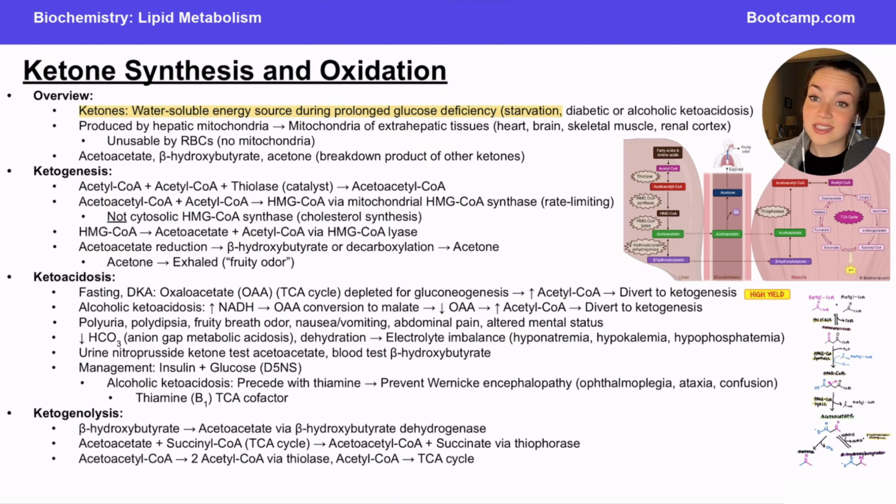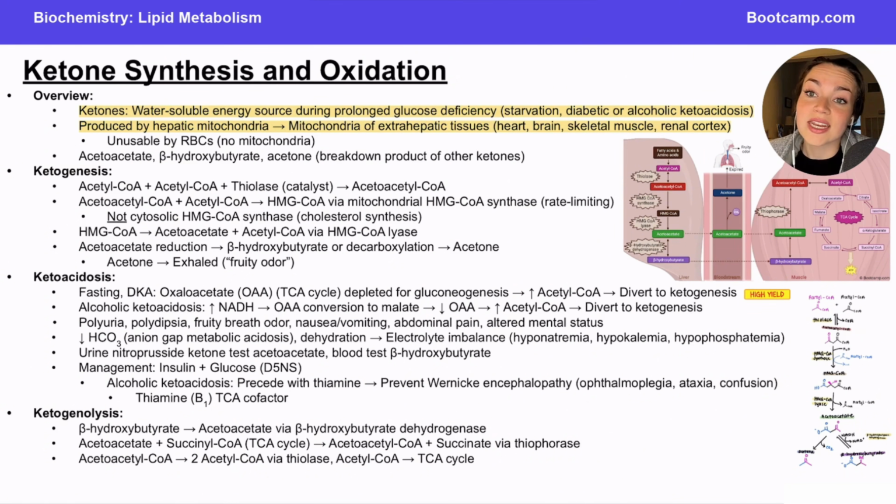However, like we've discussed in previous videos throughout this whole biochemistry unit, there are other more specific scenarios where you might see elevated levels of ketones in the blood. That is diabetic ketoacidosis and alcoholic ketoacidosis, and we're going to review the mechanisms for those in this video as well. Ketones are produced in the liver by hepatic mitochondria, and then those ketones are going to be exported from the liver and used by the mitochondria of extrahepatic tissues out in the periphery, so things like the heart, the brain, the renal cortex, and the skeletal muscle.